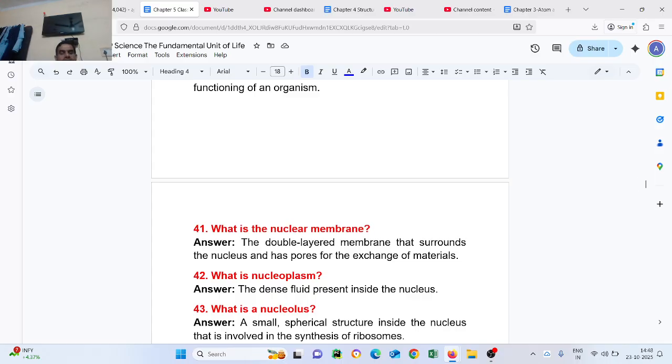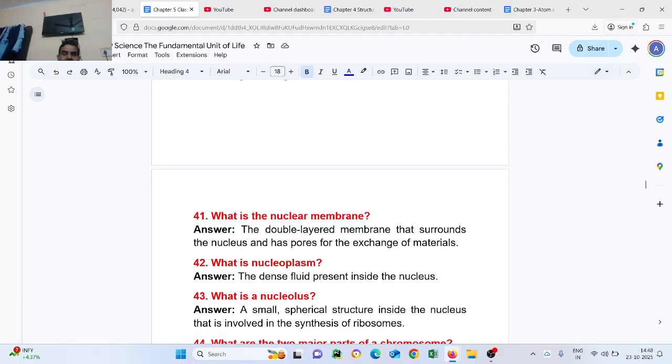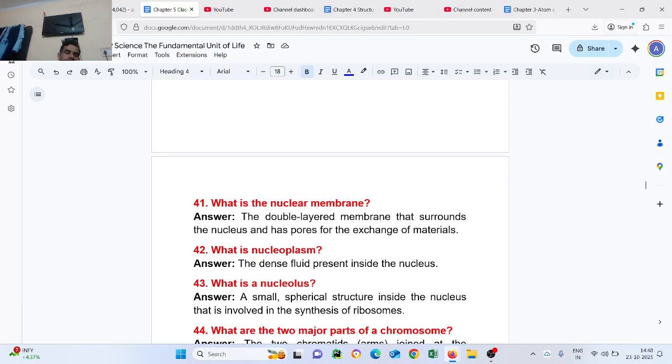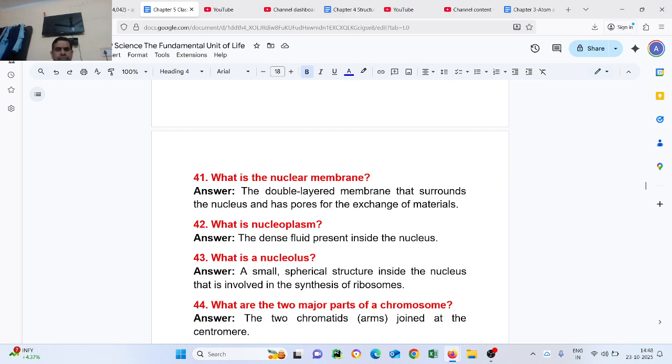Question number 42. What is nucleoplasm? The dense fluid present inside the nucleus is called nucleoplasm. Question number 43. What is nucleolus? A small spherical structure inside the nucleus that is involved in the synthesis of ribosome.